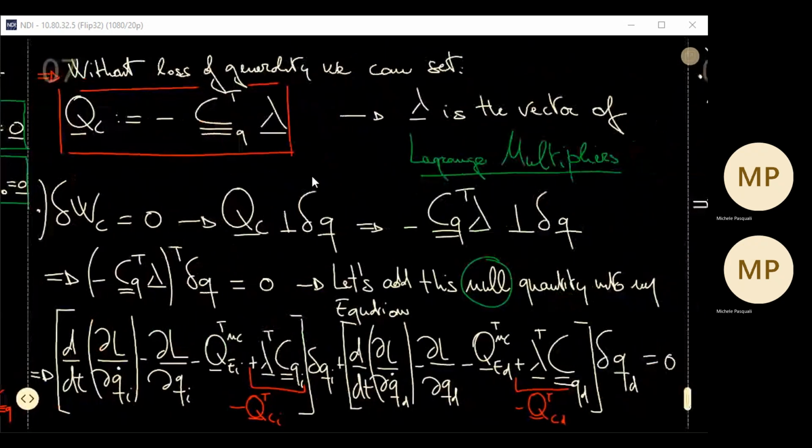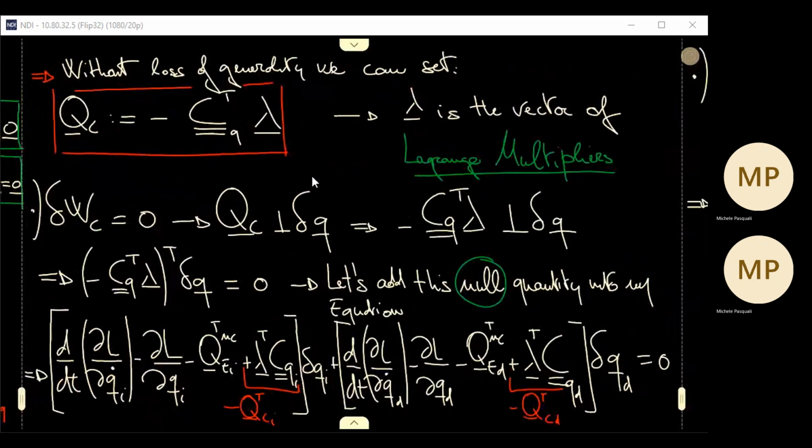If this is true, then I write that CQ, I assume them to be basically defined as CQ applied over a vector of lambda. So when I do this operation, it's like I'm actually multiplying each column of CQ with a scalar. Okay? That is exactly equal to saying that CQ is parallel to each column of this. Okay? All right? And this is the way I define Lagrange multipliers.